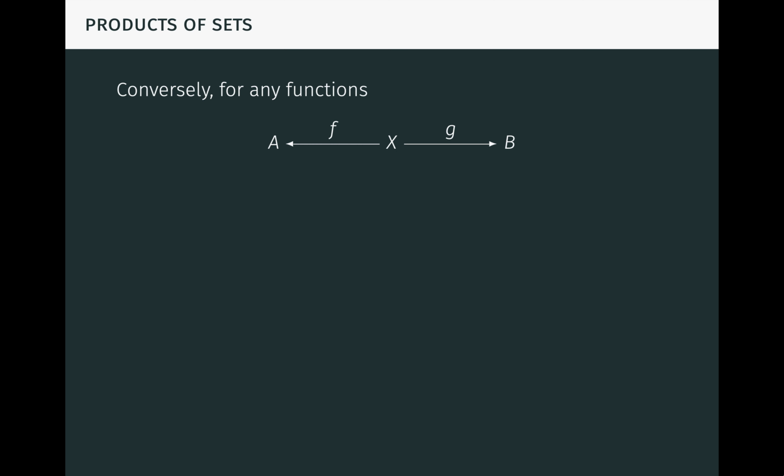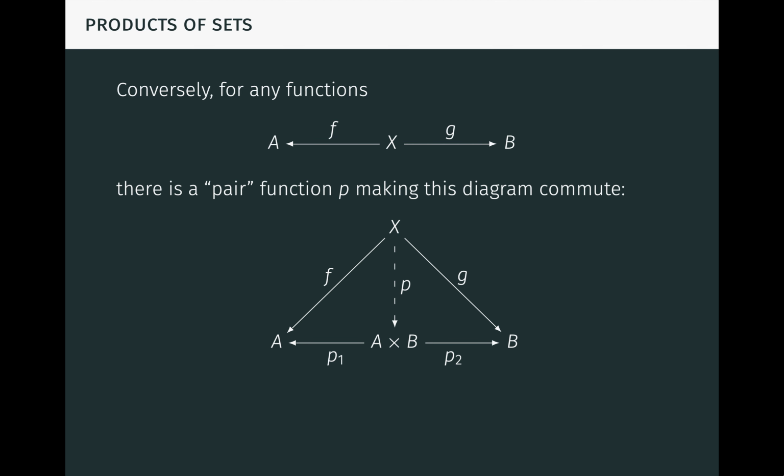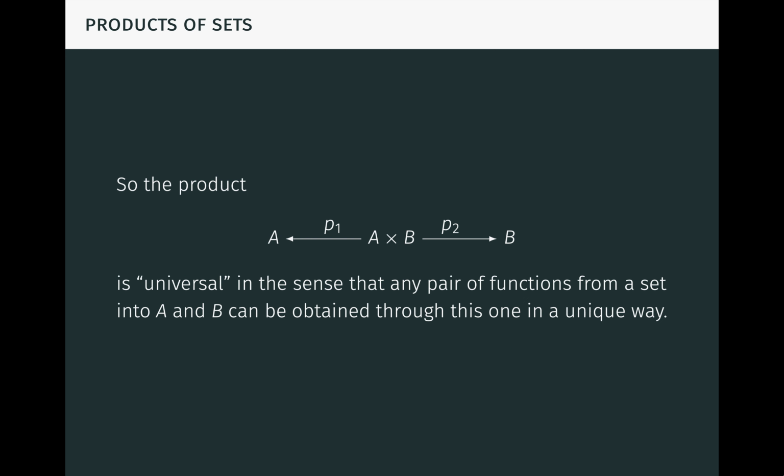Conversely, and more interestingly, for any pair of functions f and g from a set into A and B, there is a pair function p from the set into the product A times B, making this diagram commute. Here the function p must be defined in the obvious way. Note in doing this we move from the outside of the triangle to the inside. This all just means that the product, consisting of the set A times B and the pair of projection functions p1 and p2 from A times B into A and B, is universal in the sense that any pair of functions from a set into A and B can be obtained through this one in a unique way.